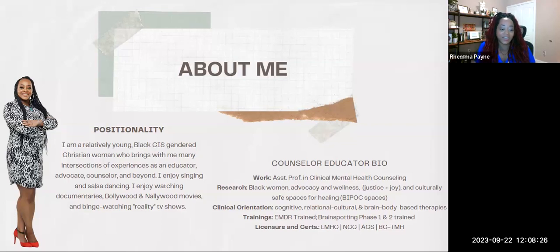But I've hung on to this for a while, different identities that come into who I am as an educator, a counselor, and beyond. To the right are more of the formal identities associated with my teaching, scholarship, and agenda, if you find that interesting. I mentioned I'm teaching at Western Kentucky. My research topics center around Black women, advocacy, and wellness. I call that justice and joy, and balancing that. Also culturally safe spaces, BIPOC spaces, that's Black, Indigenous, and people of color, and the safety in those spaces.